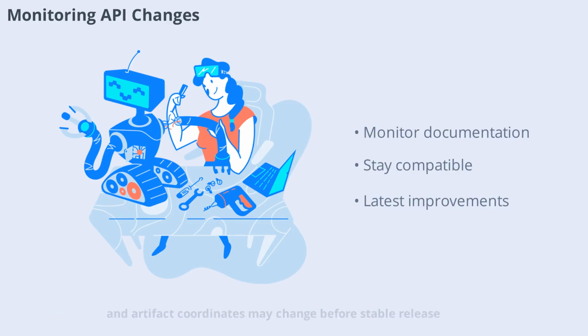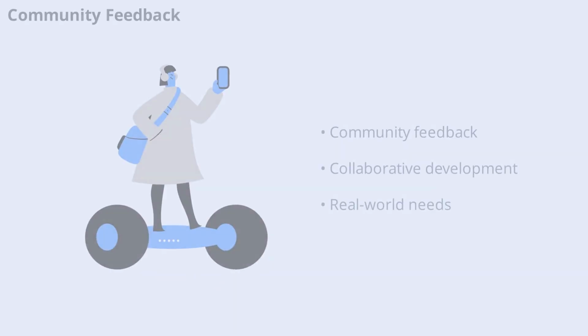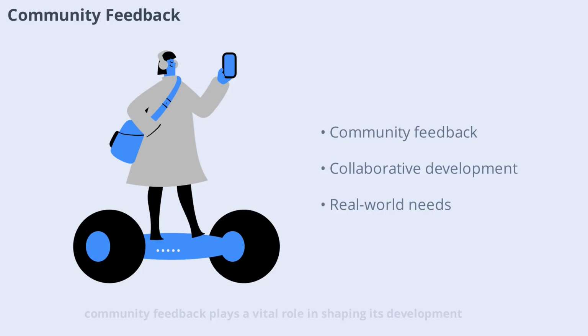API names, behaviors, and artifact coordinates may change before stable release. Staying informed ensures that your apps remain compatible and take advantage of the latest improvements. As the Retain API evolves, community feedback plays a vital role in shaping its development. Developers are encouraged to share their experiences, report issues, and suggest improvements. This collaborative approach ensures that Retain meets the needs of real-world Compose applications.